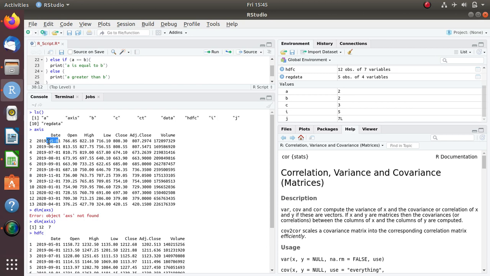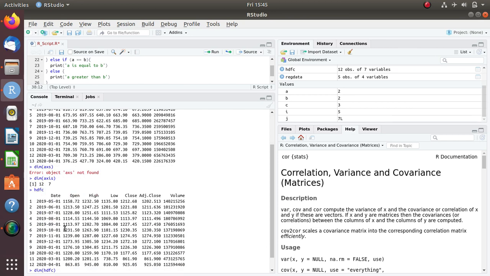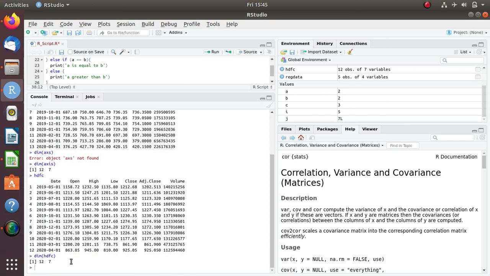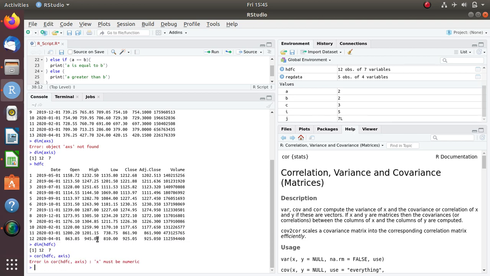That is not correct. You need to have some commonality in both of the data sets. Then only the idea of association arises. Otherwise, there is no meaning. Now, how do we need to perform correlation? We cannot just simply go HDFC and Axis. There is a way to perform this.